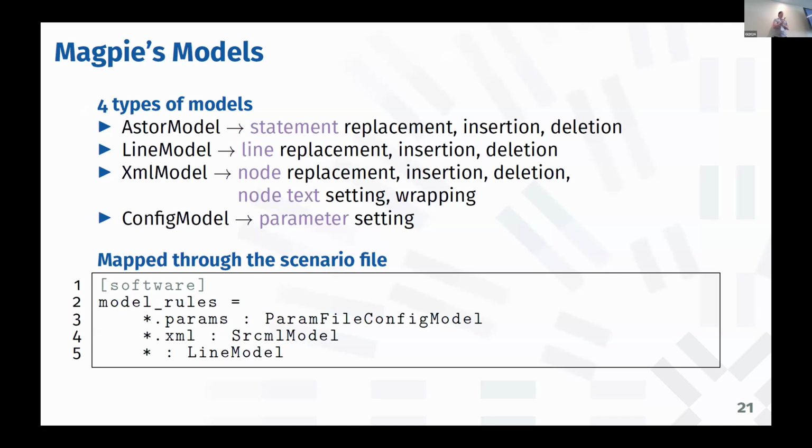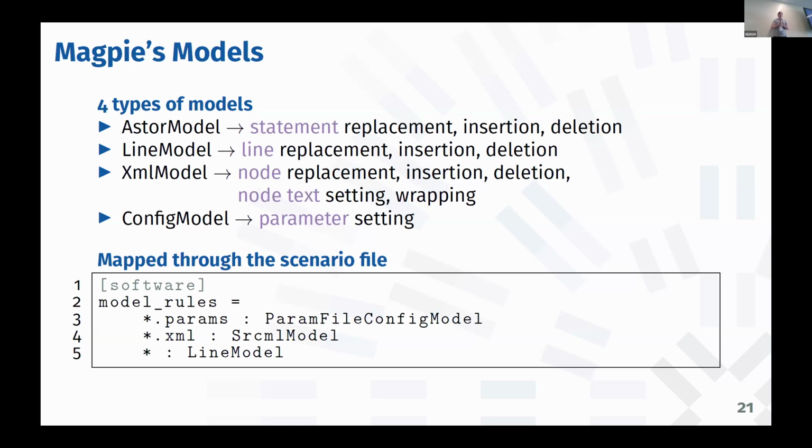There are 4 types of models in Magpie. One that comes from Piggy, which I think is not that relevant anymore, which is Astor, which is an internal way to represent Python programs. So you can do statement replacement, insertion, deletion with that. And the 3 others are line model, which is a way to represent a file with an array of lines, XML model, which is a tree, and config model, which is a hash map dictionary.